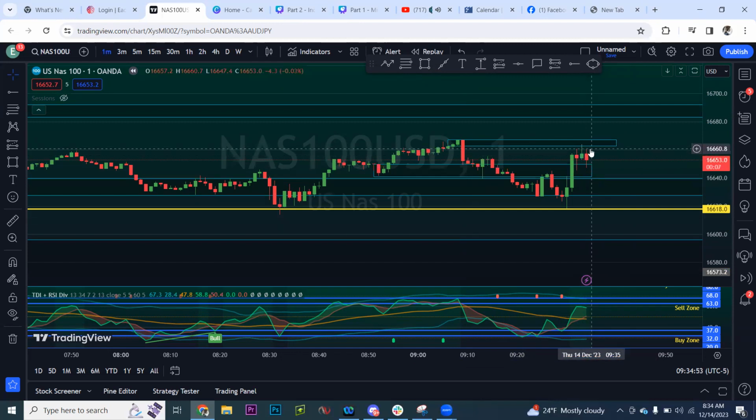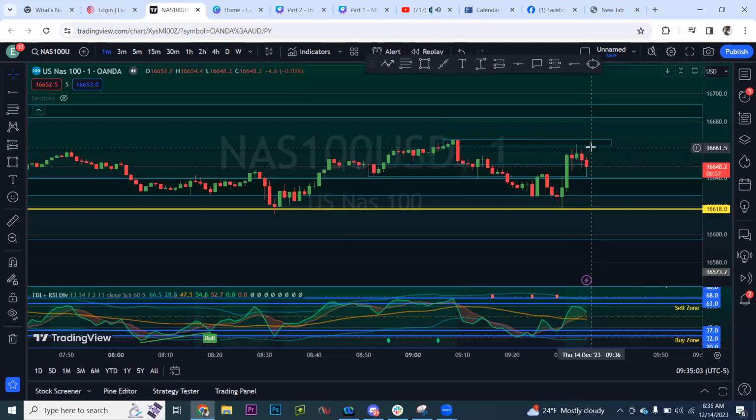and we see it's playing off of that zone right now. When we look in the TDI, price is almost at the sell zone. So it hasn't hit the resistance yet. So we need this here to cross below the red line for entry.